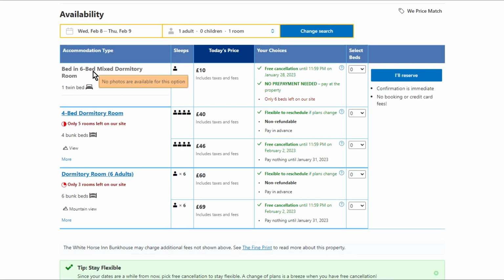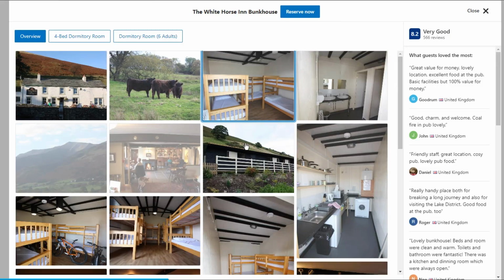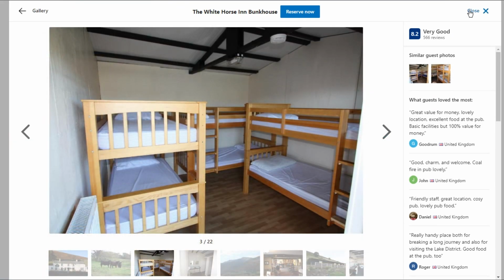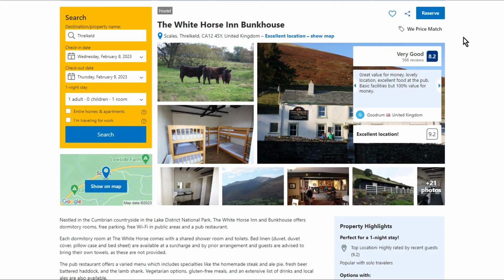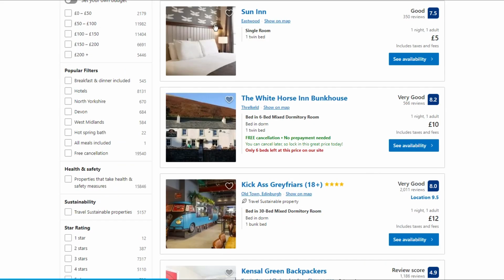So this is your basic dormitory. It says no photos. There's a picture of it. Very basic actually. It should be like £7 rather than £10, but well. Anyway, let's now continue on the list.